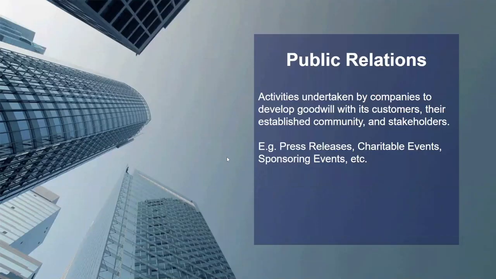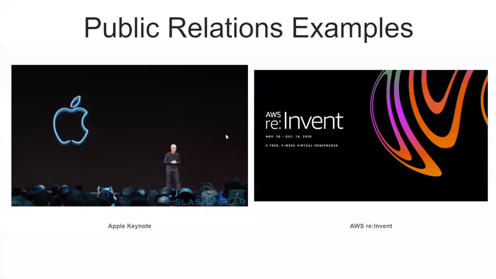Next marketing communication tool is public relations. So these are activities undertaken by a company to develop goodwill with its community, including customers and stakeholders. Examples of these are press releases, charitable events, sponsoring events, etc. Some famous PR events are Apple's Keynote and AWS re:Invent. Apple Keynote is an annual event hosted by Apple to showcase their new flagship products ahead of their launch. This allows them to build up the customers' excitement so that by the time of their launch, customers will be eager to get one for themselves.